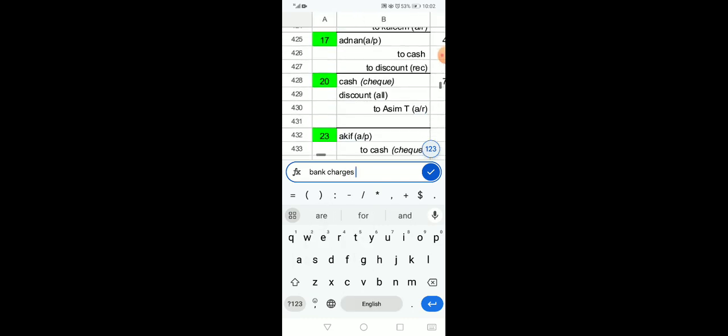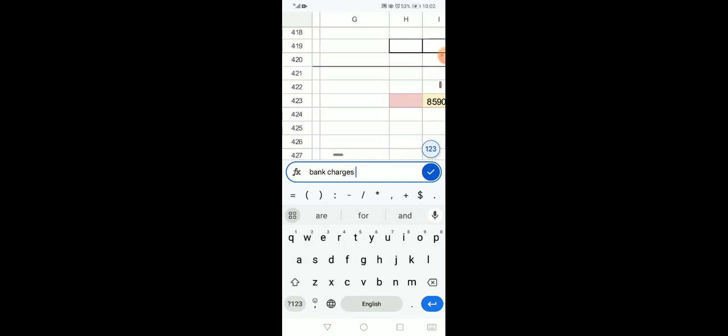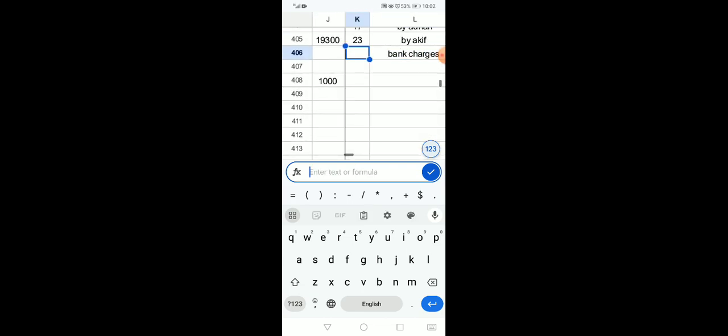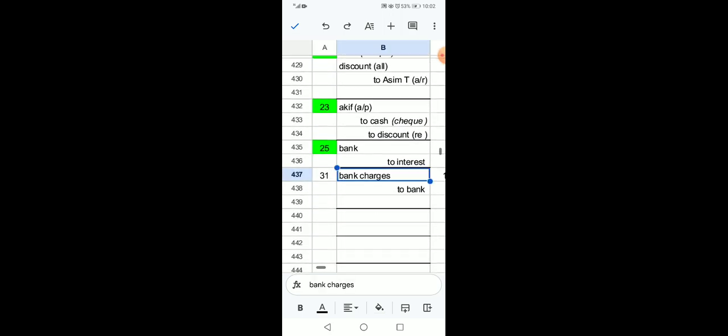And now the date, the last date is 31. Put the date here, 31. All right. 31 was having only one element, which was bank. Bank is credited. Entry 31 is completed. Mark it as done.